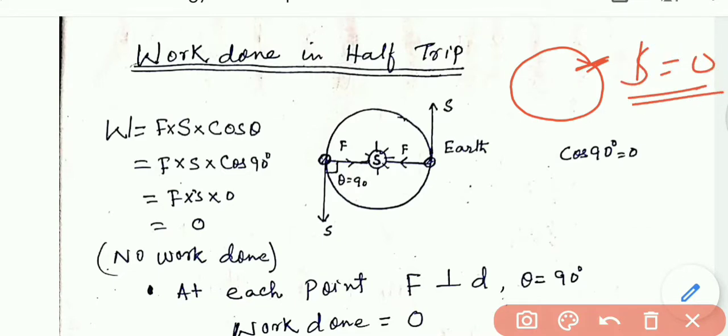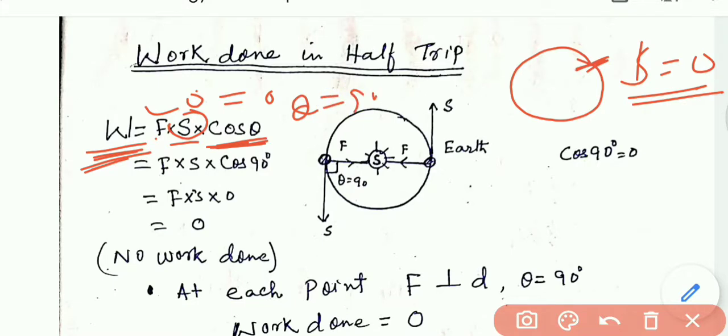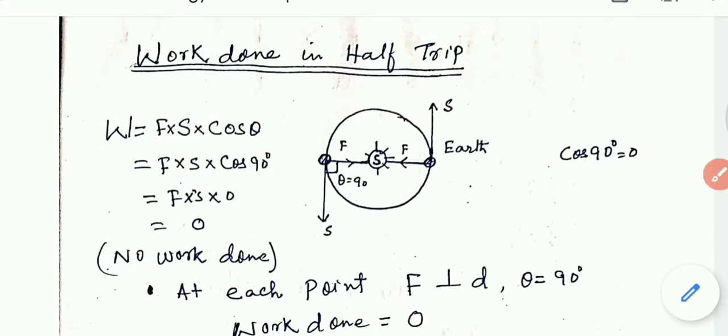If s equals 0, then if you put the value of s equal to 0 in F s cos theta, the work done will be 0 also. If displacement is 0, or if F is 0, the work done is 0. Or if cos theta is 0, work done is 0. If theta equals 90 degrees, that is F and s are perpendicular, then cos theta equals 0, then work done is 0. So these are the conditions we have discussed.